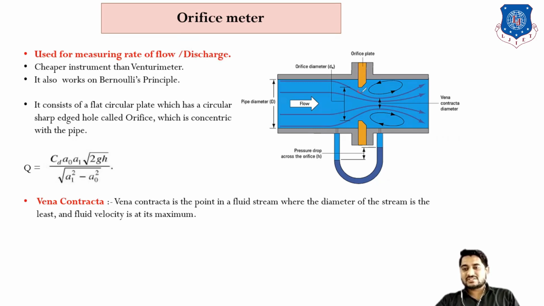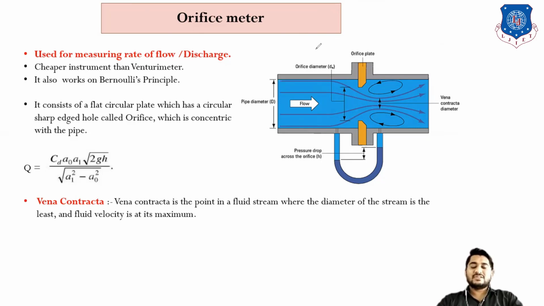So see in this sketch, the orifice meter is here. This is our main pipe in which we have attached one orifice meter. Basically, an orifice meter is just a circular flat plate, in the shape of a flange or any type of plate, with one circular hole in it. It consists of a flat circular plate which has a circular sharp edge hole, called the orifice, which is concentric to our pipe, right? So that is called the orifice.